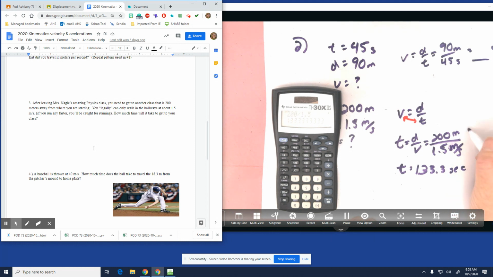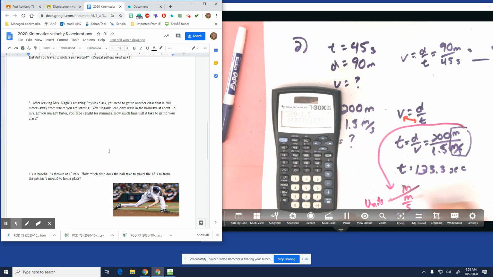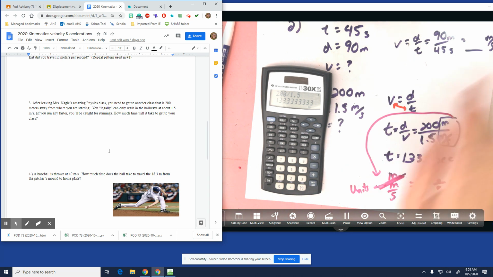Now, how do I know what that unit is? Well, I always know my time is in seconds, but here's my unit conversion. A meter divided by a meter per second. So I'm just looking at the units. What is that really? That's a meter divided by a meter per second. You can write any number over one without changing its meaning.